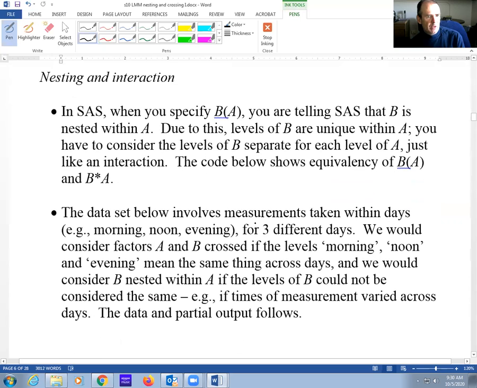So this is the example I'm going to get to, going back to the morning, noon, evening thing, and whether or not we should consider it as crossed or nested. So we have 3 times of day, morning, noon, evening. The question is, do those have consistent meaning across days? So we have 2 units of time. We have day and time within day.